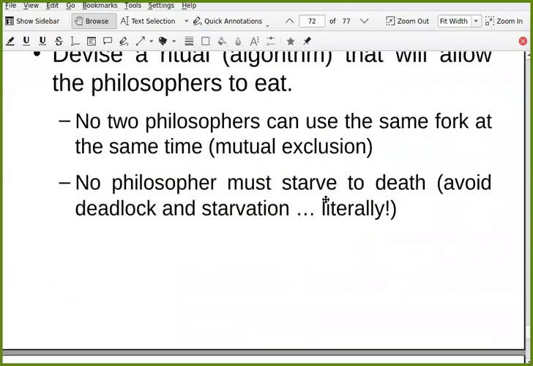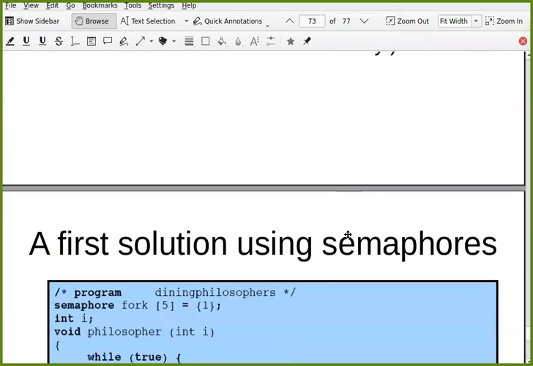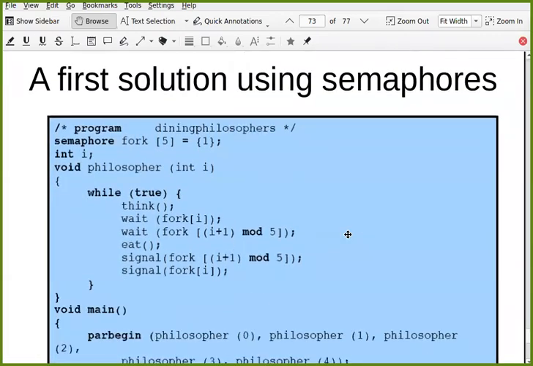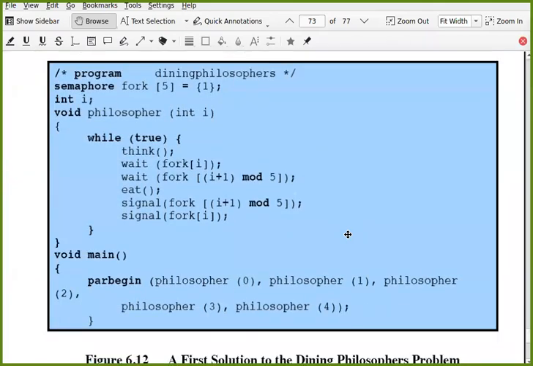So you need to devise an algorithm which allows mutual exclusion as well as does not allow deadlock to happen. So how can we do that? This is one solution using semaphore. Let's say there are 5 forks, so there are 5 semaphores. We call it fork, right? And initially it is 1 because all forks are available.